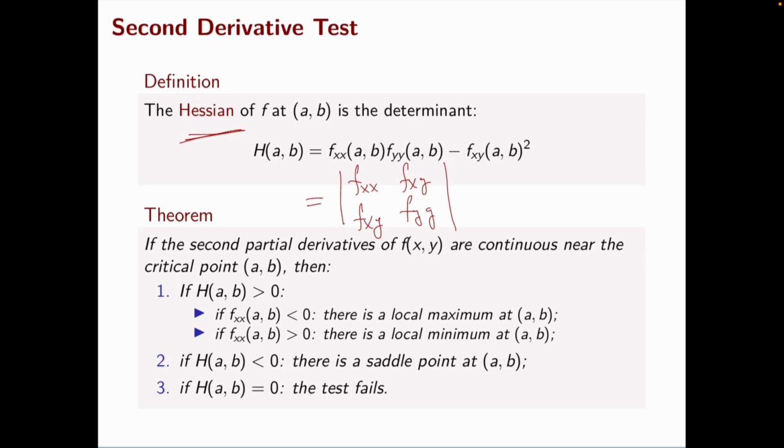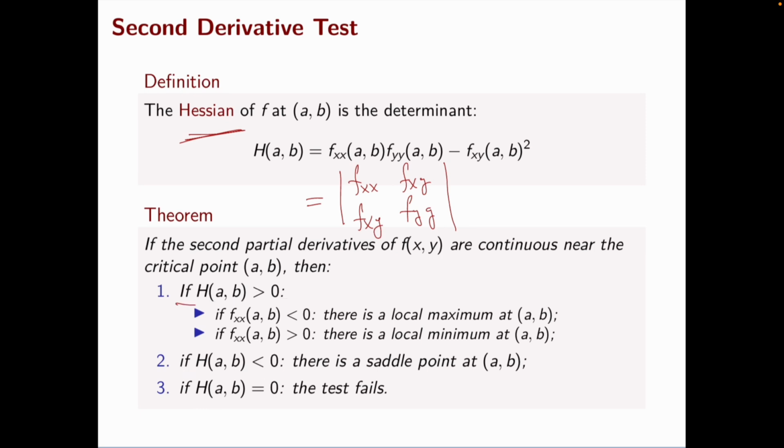This theorem says that if all the partial derivatives are continuous around the point (a, b), then we are going to look at how much the Hessian is. Since this Hessian is evaluated at the critical point (a, b), it's going to be a number, right? It's the result of a determinant where all these entries are numbers, so the Hessian is going to be a number. So we have to check if this number is positive or negative. That's the first thing that we have to check.